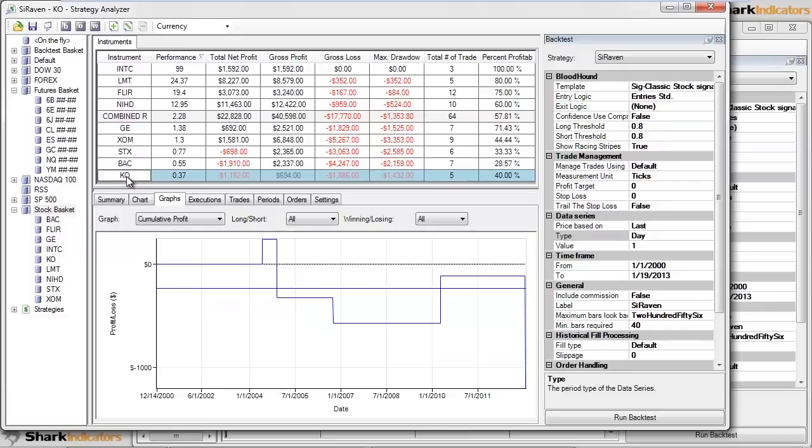And KO is Coca-Cola. Really, it just kind of looks like this trading system just doesn't like Coca-Cola at all. Pretty flat. Not very many trades.